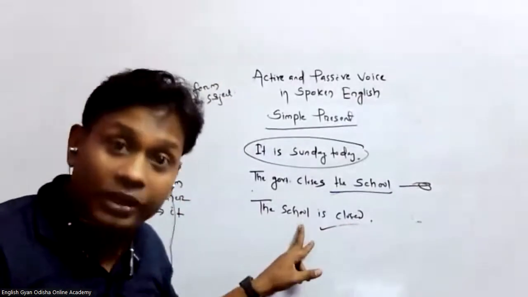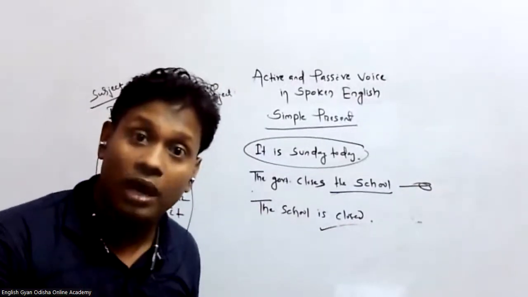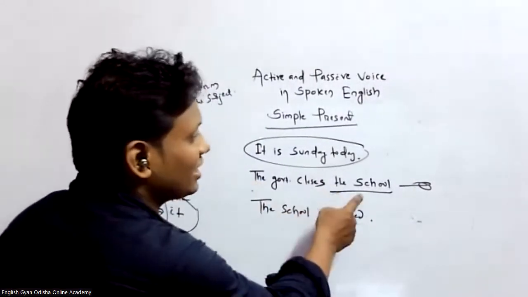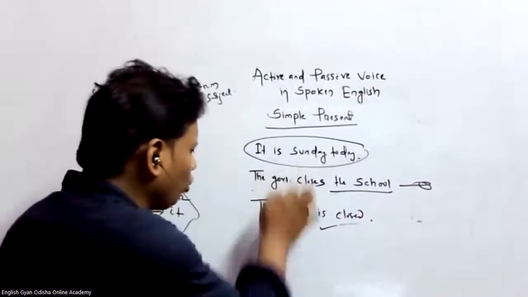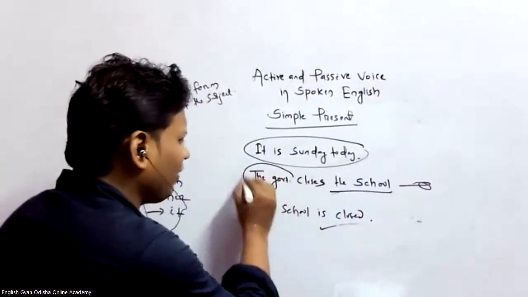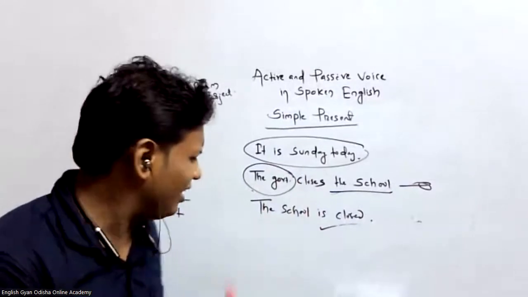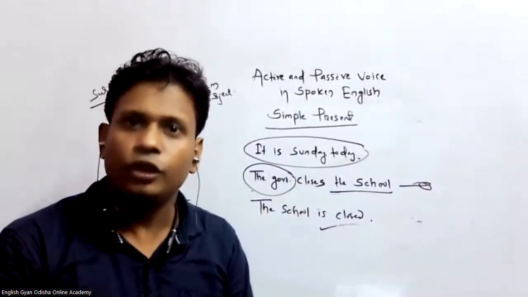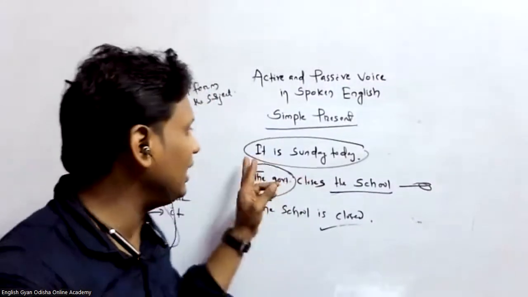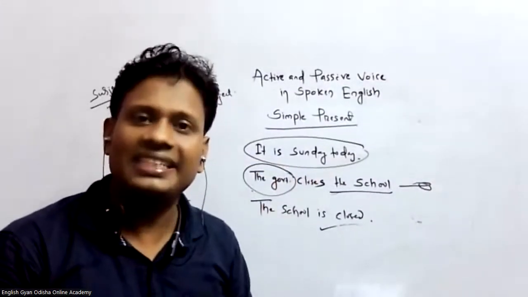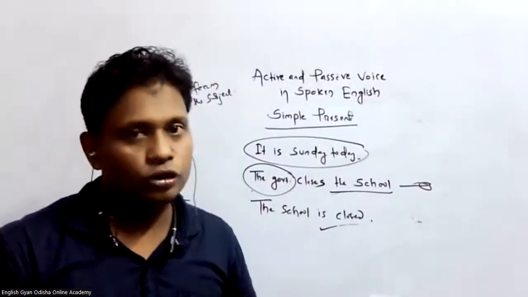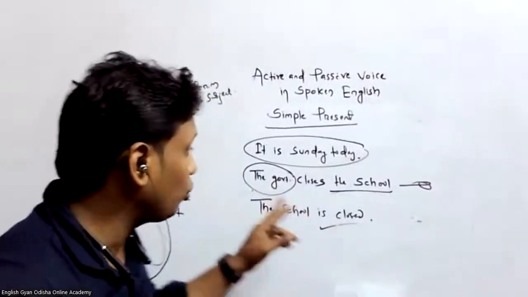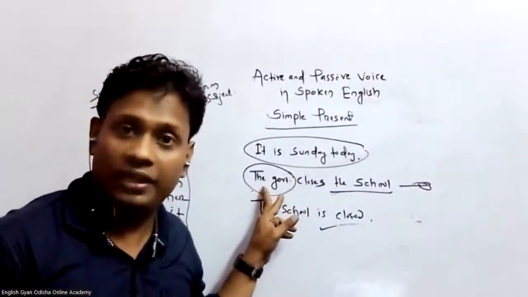It's a passive, because you don't know who has closed it, or the government closes the school, but you don't want to identify the government most of the time. You say the school is closed. Today is second Saturday. It is second Saturday today. The school is closed. That's it. Why? You don't want to identify the person who has done it.